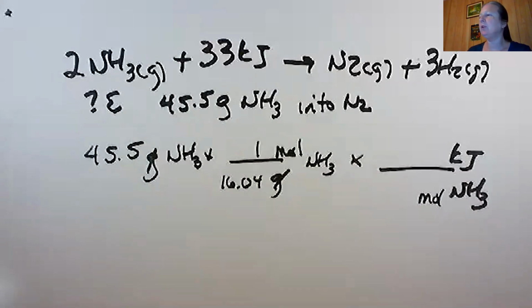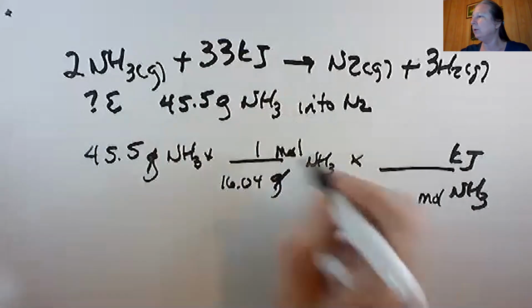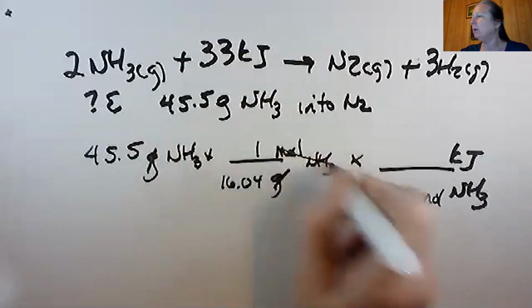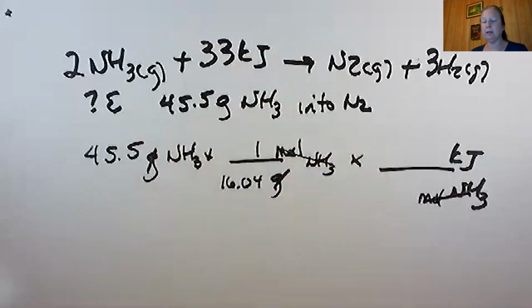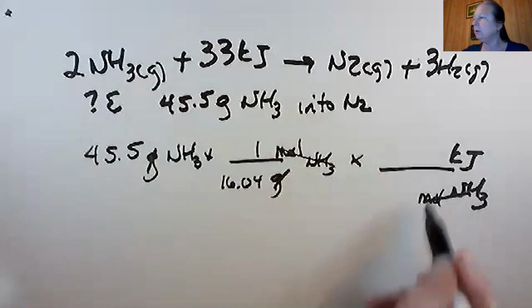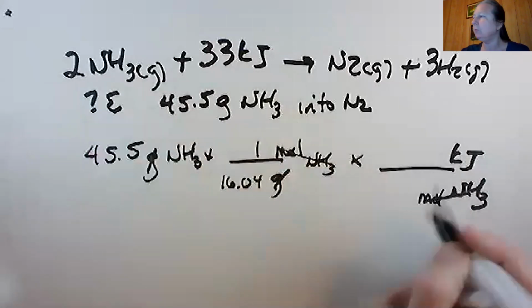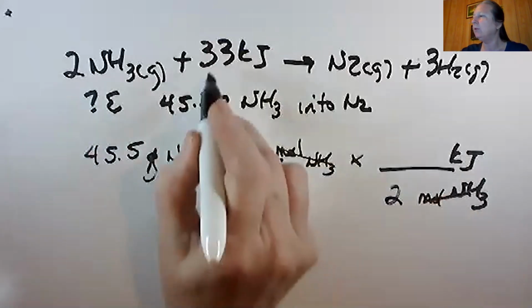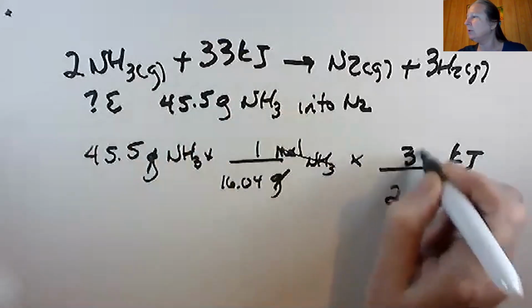But this time I'm saying how much energy, rather than how much of the other reactant will be consumed. So once we're in moles of ammonia, we're going to do our identity change and then we go to the reaction. Fill these numbers in from the reaction equation. How much ammonia? I have 2 moles of ammonia. For every 2, I have 33 kilojoules of energy.